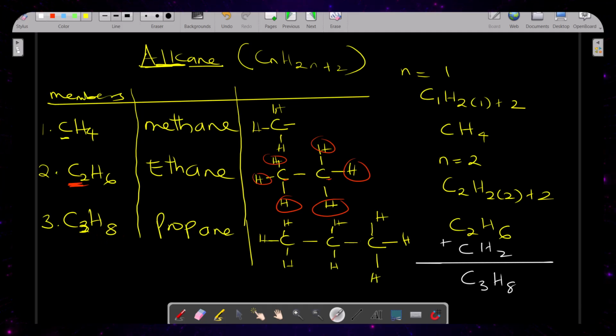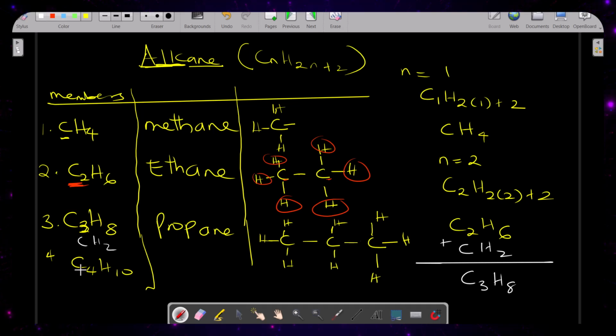All right, let me just stop here because I believe you understood what exactly I'm doing. If I'm to write the next member, what will you add? Instead of starting with the formula, just add your methylene group, which is CH2. So that is going to give me what? It's going to give me C4H10. That is exactly what I'm going to do, so I'll continue with that. That is for the alkane family.